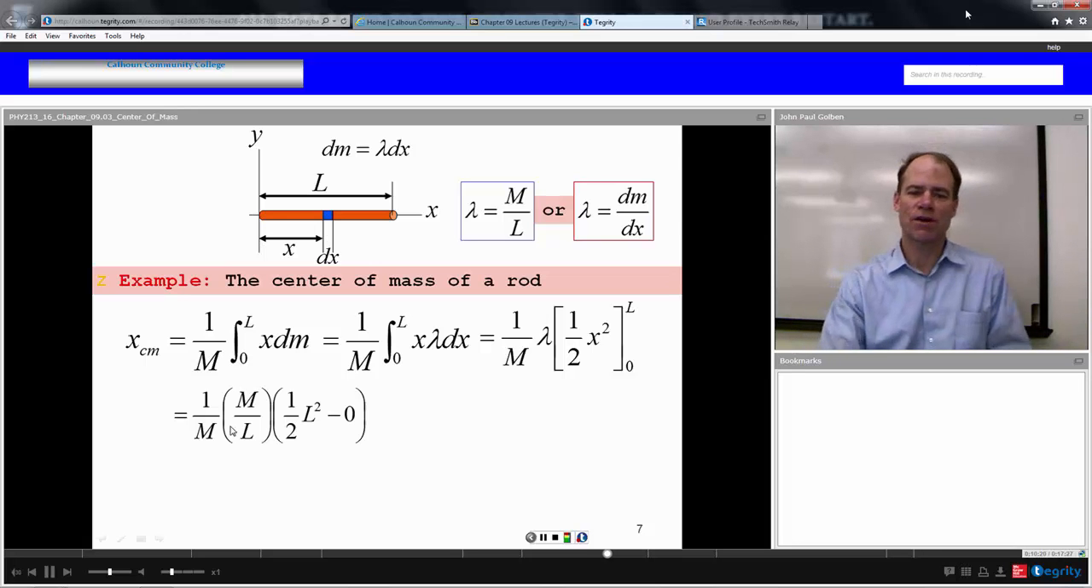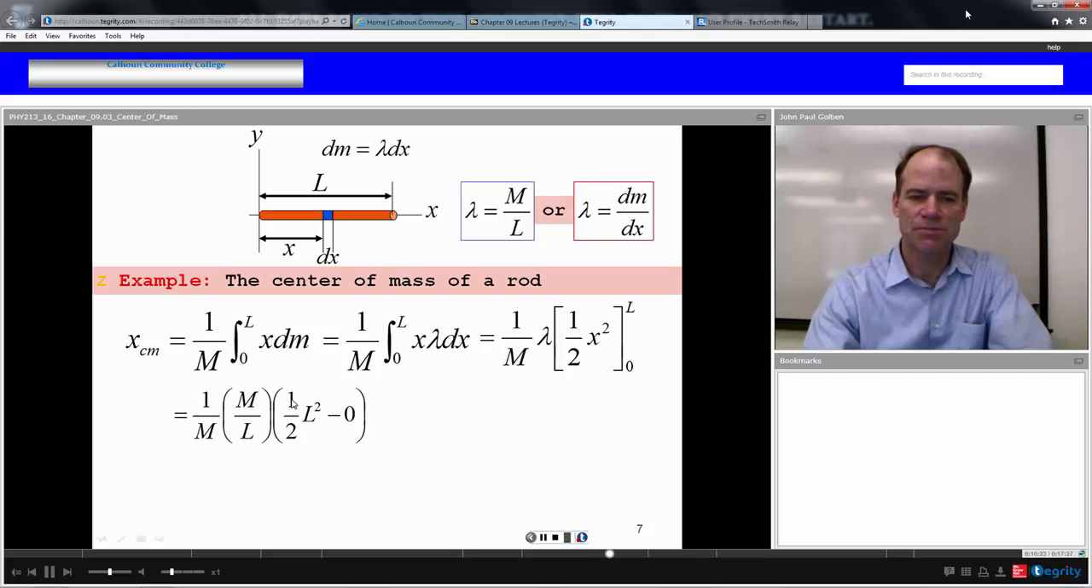So we have 1 over m. We have lambda, which is mass divided by length. And then we have 1/2 L squared minus 0. The m's cancel out, and one of the L's cancels out. And we are left that our center of mass is located at L divided by 2.